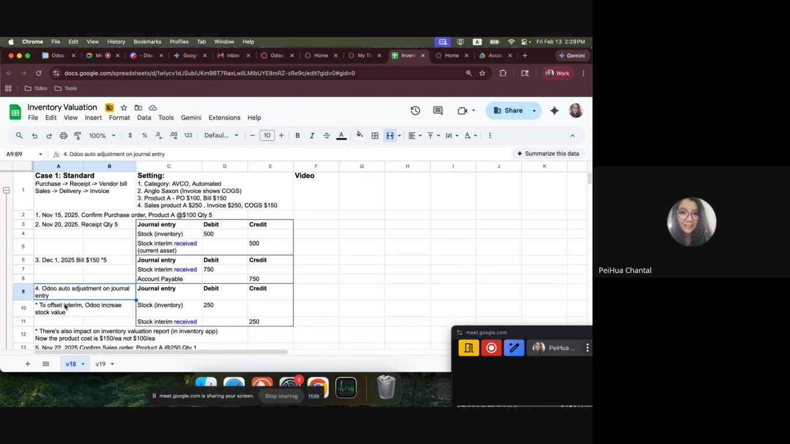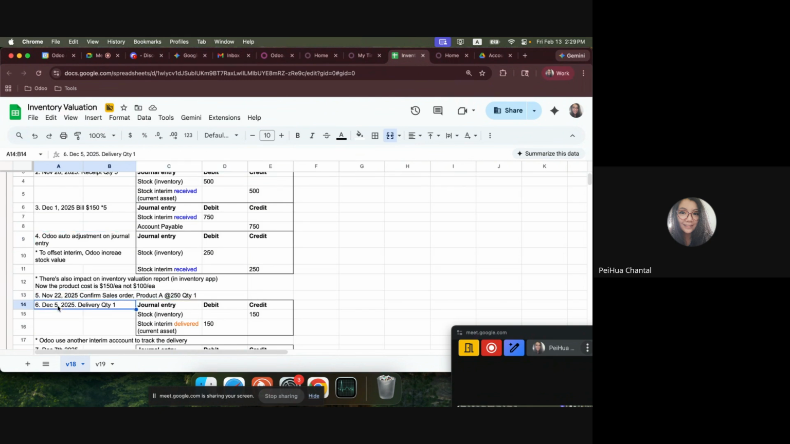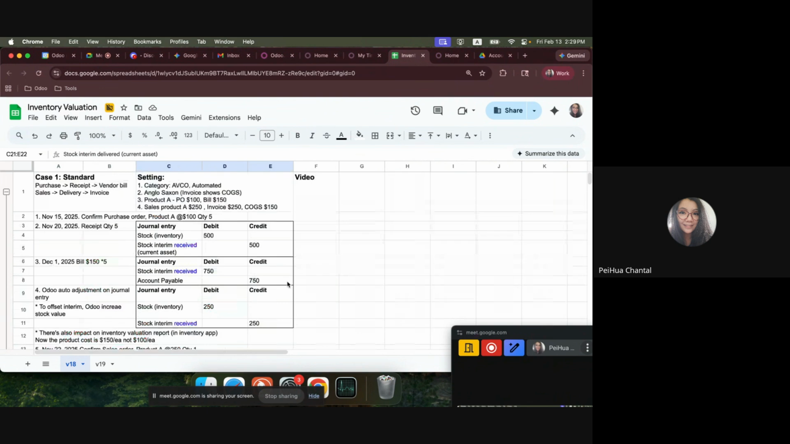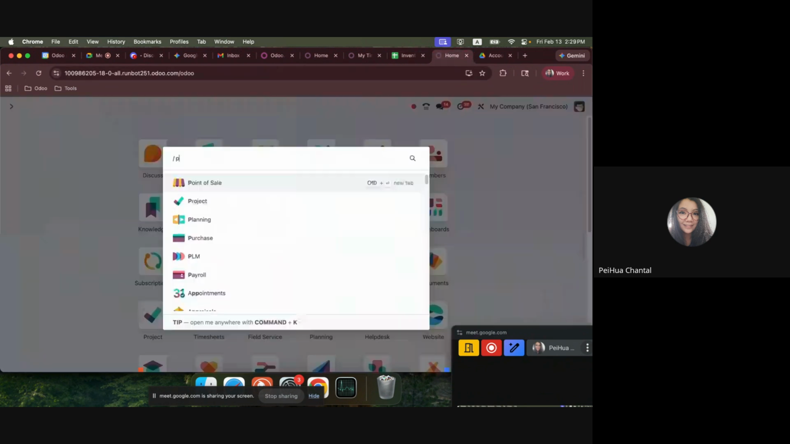Then we make a sales order, then deliver the product, Odoo generates the entry, then we create an invoice, and Odoo pulls the correct cost of goods sold. So this is what I want to showcase. Purchase order at $100 each quantity, so 5 times 100 is 500. But the total value for the bill is 750 rather than 500.